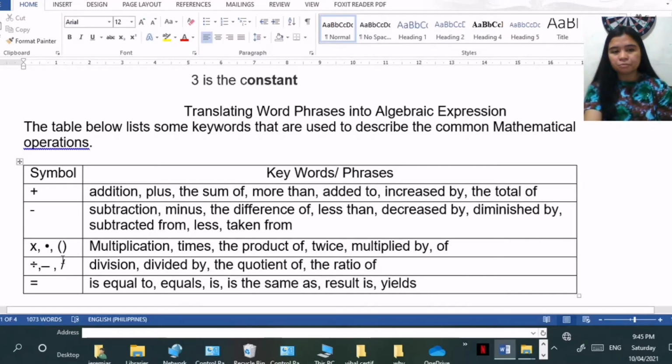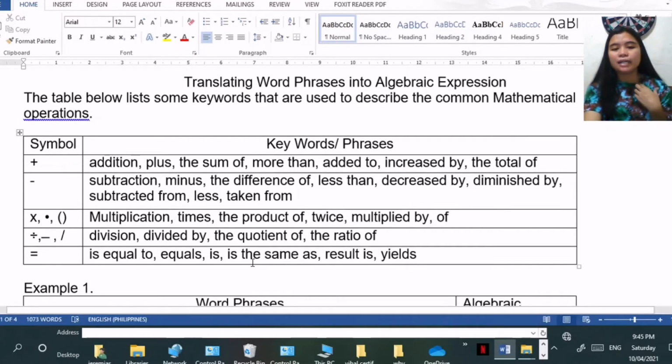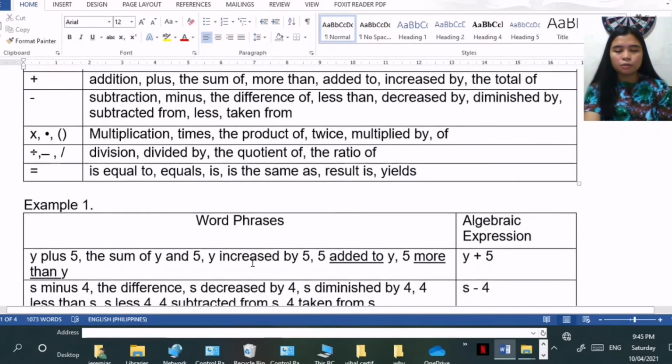Okay po, ito yon. And then for equal: so is equal to, equal, is. Pag nabasa niyo mga word na to, equal, or is equal, or the word is, kahit yung is lang, ibig sabihin yan, equal po yan. Is the same as, result is, yields, okay po. Lahat ng words na yan ay nagsasabi na equal symbol po ang gagamitin nyo. Okay po? Ayan, sana ay naunawaan nyo ang mga words na dapat nyong tandaan or yung keywords or phrases.